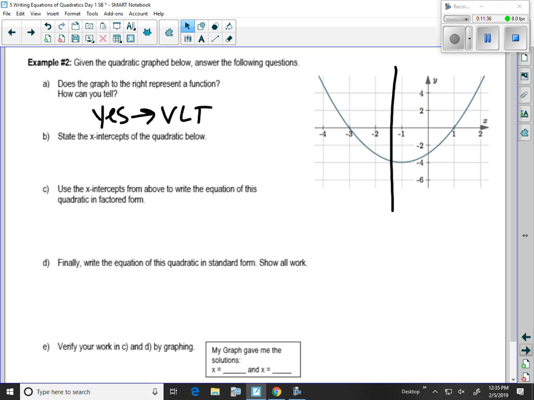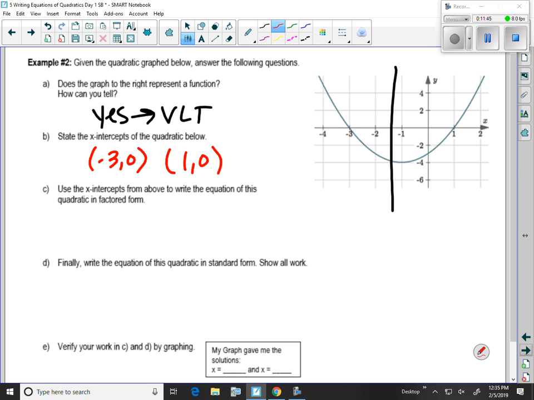Okay, all right, part B. State the x-intercepts. So obviously we know what those are. -3, 0, and 1, 0. Use those x-intercepts. Here we go. This is our new part for today. Use those x-intercepts from above to write the equation in factored form.